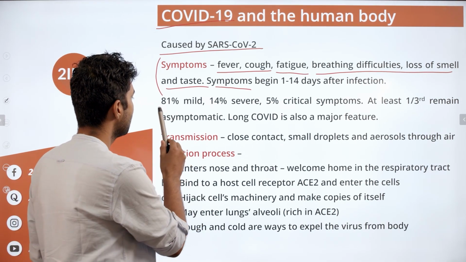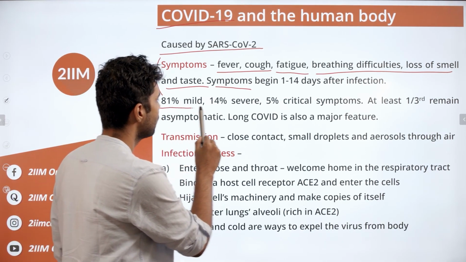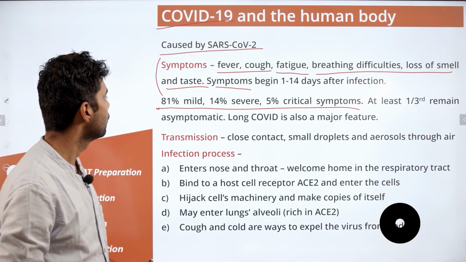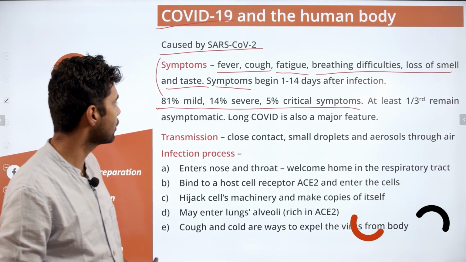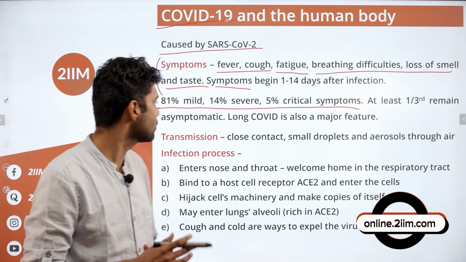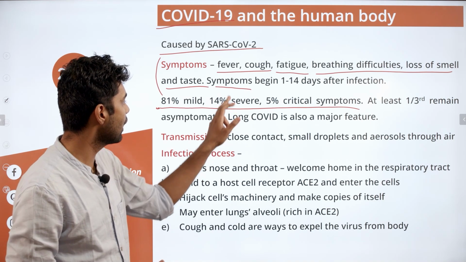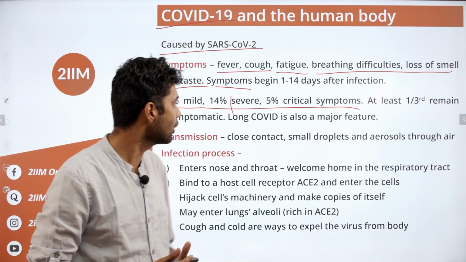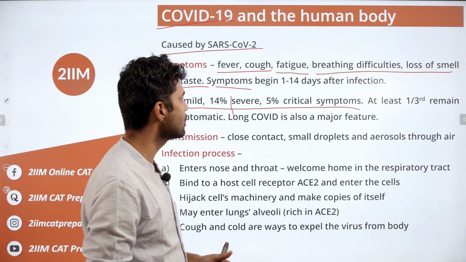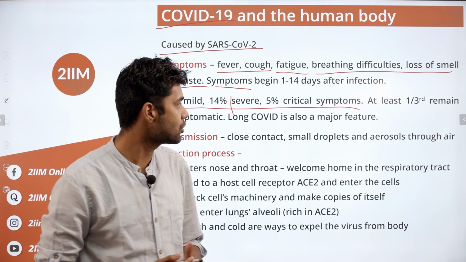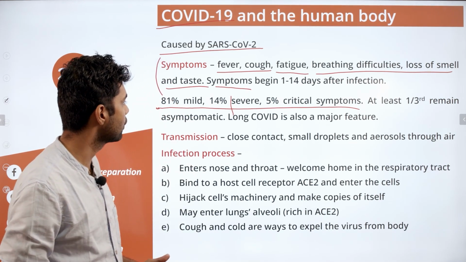According to April 2020 data, you have 81% mild cases. This is globally. So 81% mild cases. 14% of the cases are severe and 5% are critical. Mild cases will basically mean some slight cold or some slight fever, for example. Severe cases will basically mean you have very heavy breathing difficulty. Critical symptoms might include heart attack, might include other complications in the body, and multiple organ failure.